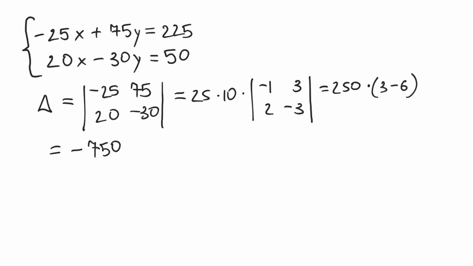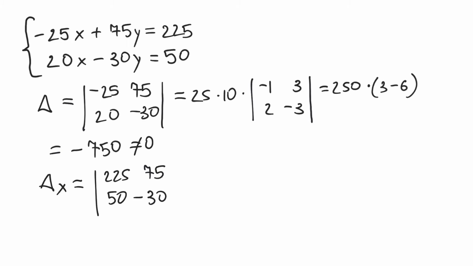What does that tell us? We now know that the determinant is not equal to 0, so there has to be one particular solution that we will find by first finding this primary determinant, and then what we will do now is we will find the determinant for x. Let's replace our coefficient a with 225 and 50, and our coefficient b stays the same, so it's 75 and 30, negative 30 actually.